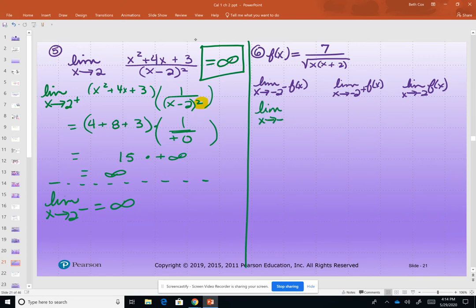The limit approaches -2 from the left. Okay, so it's going to be 7 and then 1 over the square root of x times x plus 2. And now remember, we're dealing with the square root, so we can't take the square root of a negative. So we're dealing with a negative radical issue as well as a 0 in the denominator issue. So let's just be real careful here. That may be what makes this one interesting.